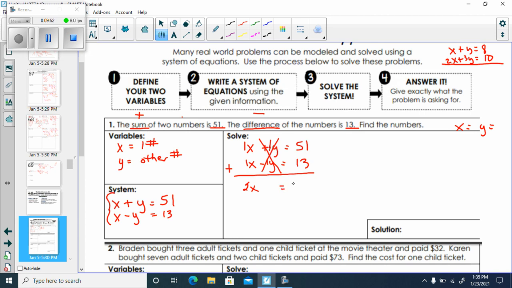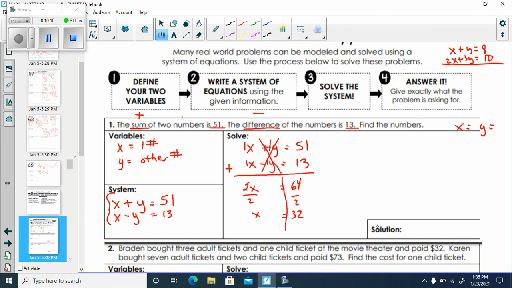51 plus 13 would give us 64. So 2x is equal to 64. How do we solve for x? We divide both sides by 2. X would be 32.